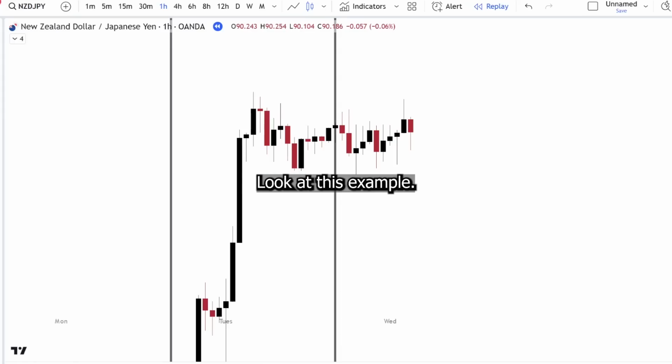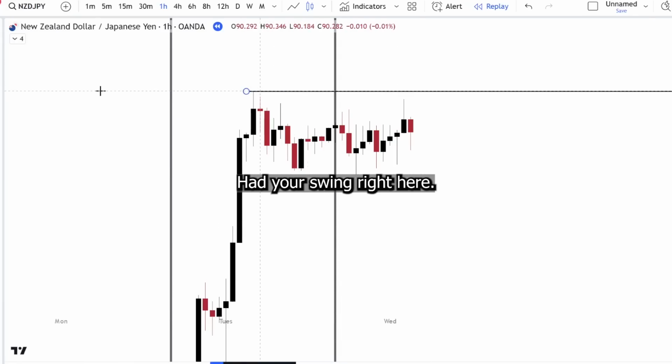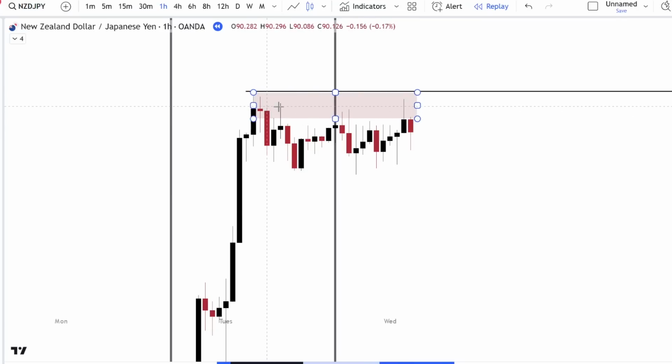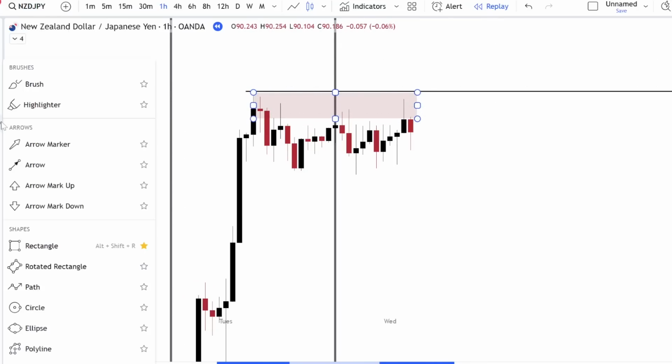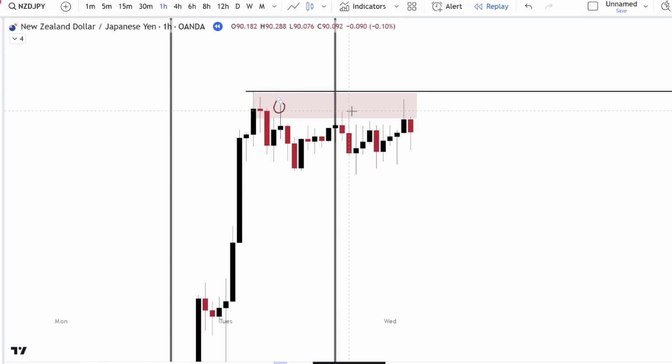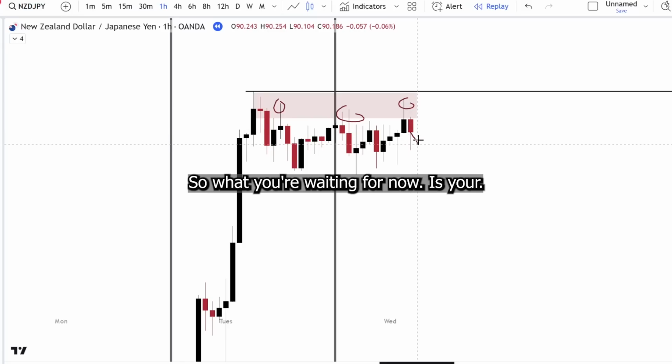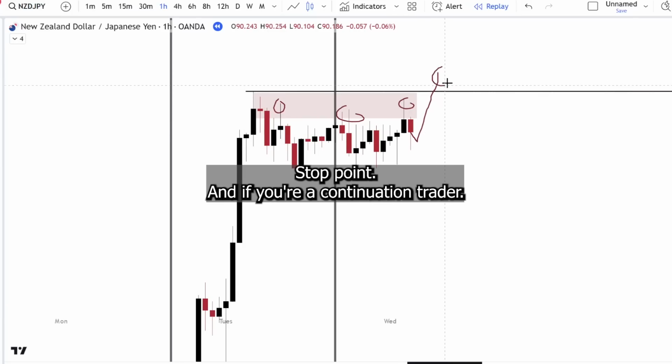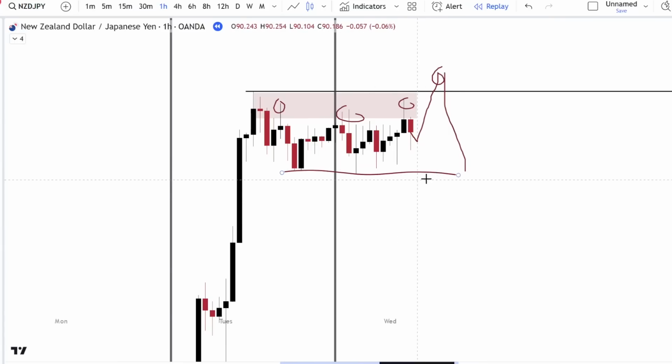So let's take a look at this example. So you had your swing right here. And you could see that from this extreme level, price been trapping this level for multiple days, which is 2 days in this case. Price rejected here, price rejected here, price rejected here. So over a span of 2 days, price been rejecting. So what you're waiting for now is your stop hunt. And if you're a continuation trader, you're looking to enter right below your base.